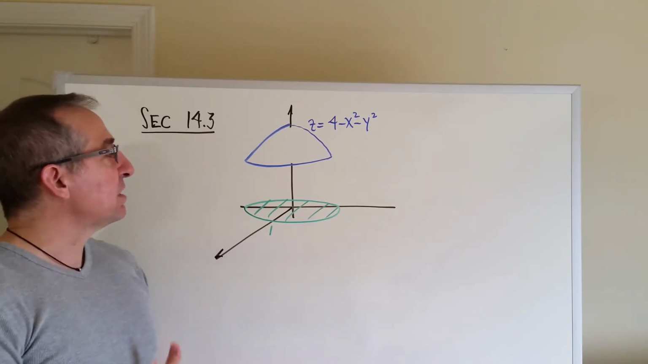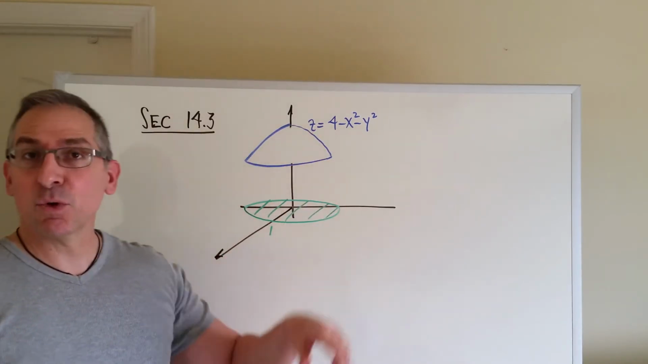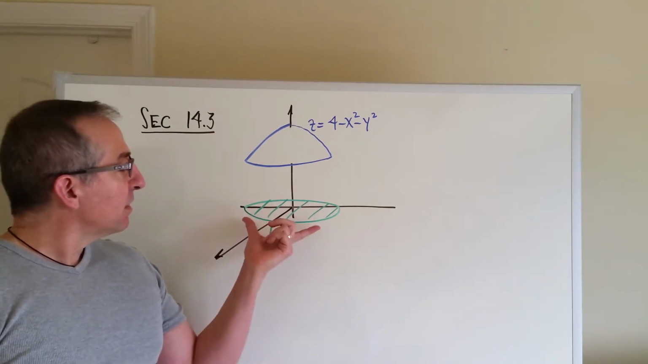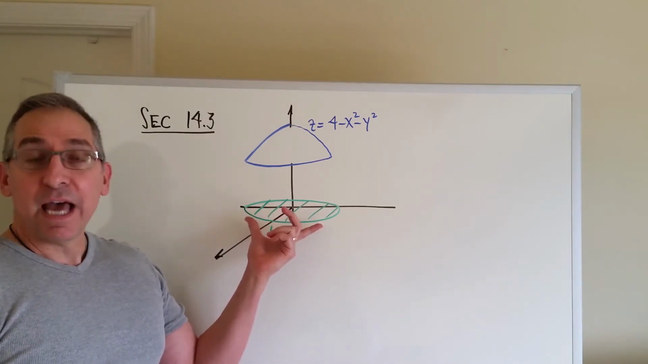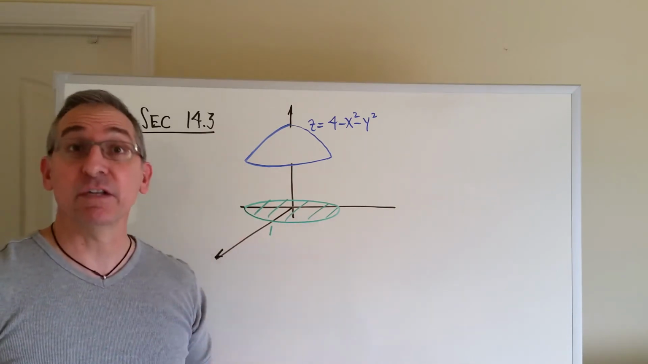The problem here is they want us to find the volume trapped between the surface 4 minus x squared minus y squared and above the unit circle, x squared plus y squared equals 1, and everything within it. So this is the region right here. It's going to be our region of integration.